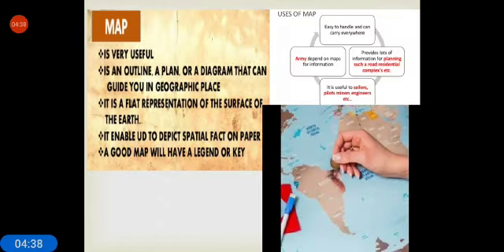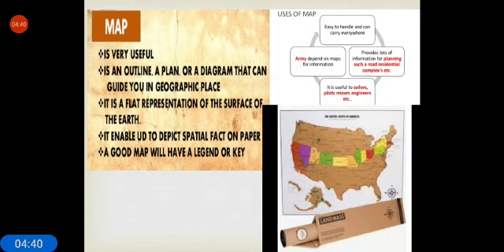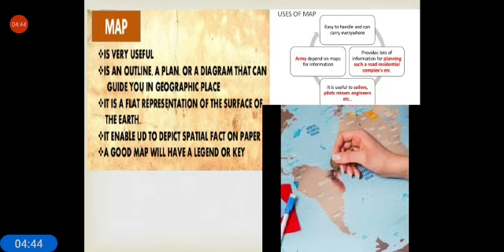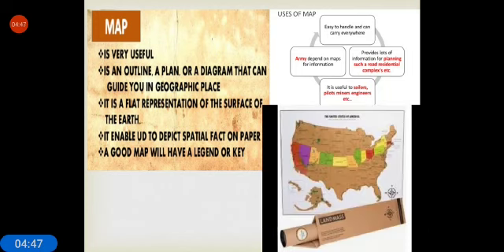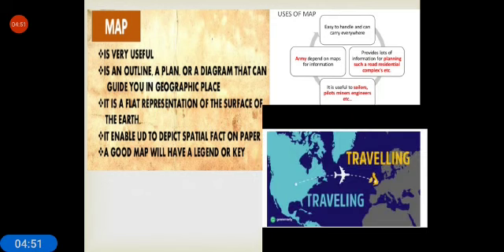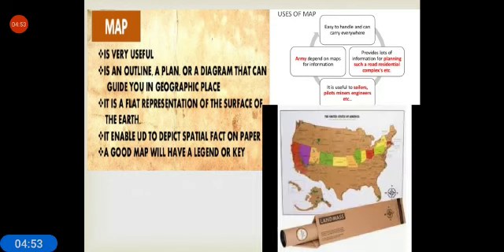A map is very useful. It is an outline or a plan or a diagram that can guide you in a geographic place. It is a flat representation of the surface of the earth. A good map will have a legend or key. It is easy to handle and can be carried everywhere.